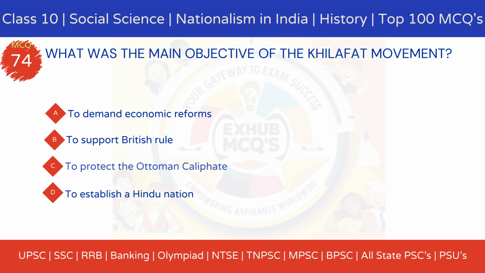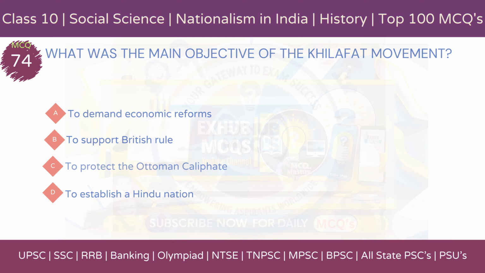MCQ 74. What was the main objective of the Khilafat movement? Option A, to demand economic reforms. Option B, to support British rule. Option C, to protect the Ottoman Caliphate. Option D, to establish a Hindu nation.